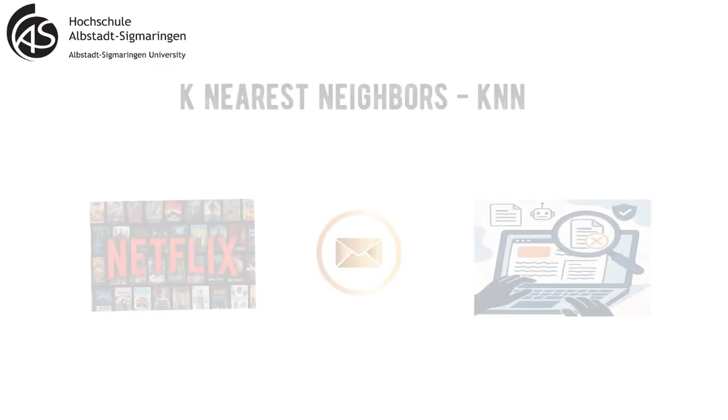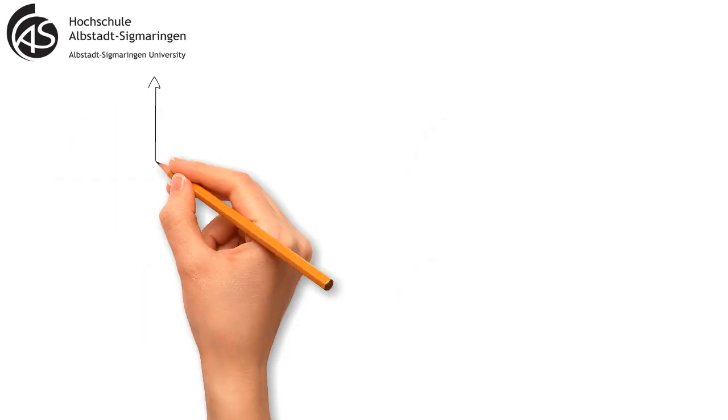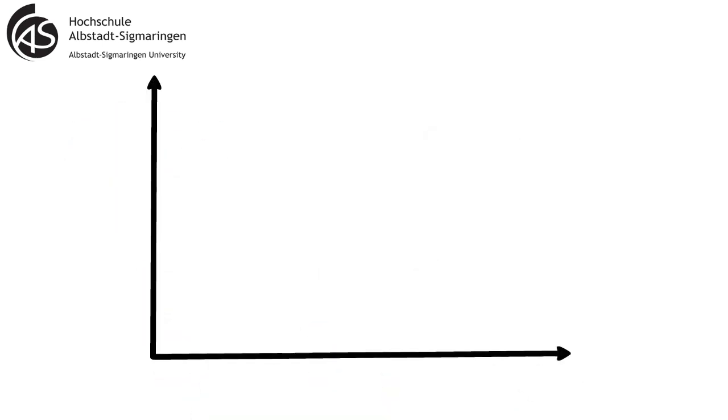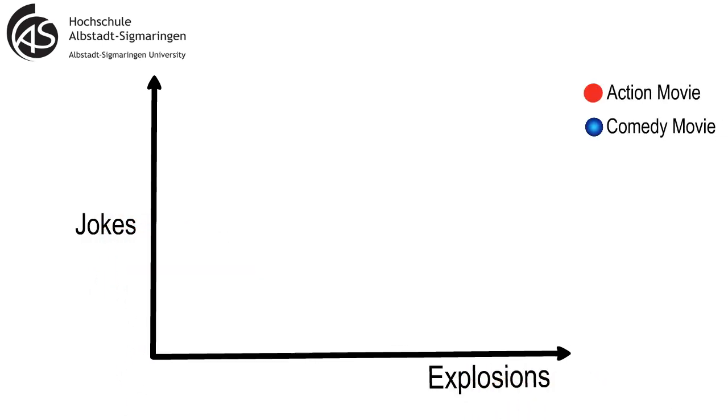Let's dive in. Imagine you want an AI to categorize movies into two distinct genres, action and comedy. You decide to map out the movies you already know on a giant graph. You base this graph on two simple features. On the bottom axis, we track how many explosions a movie has. On the side axis, we track how many jokes it has. So, you plot your data.